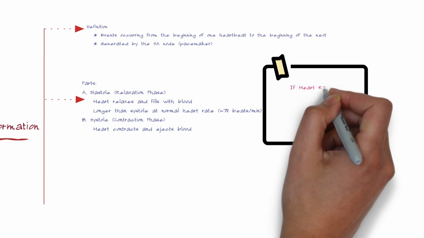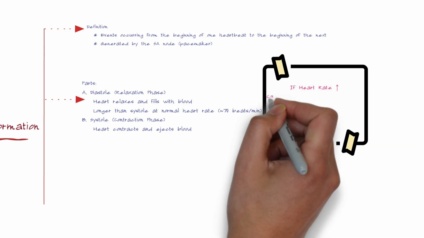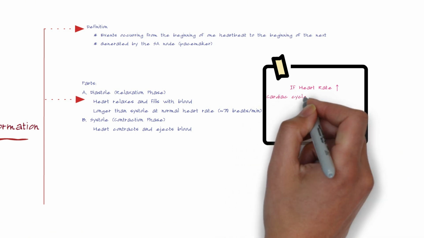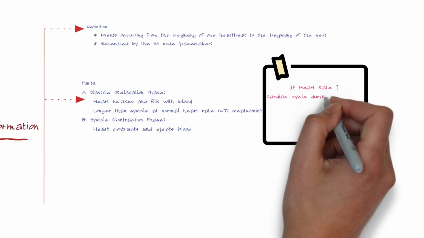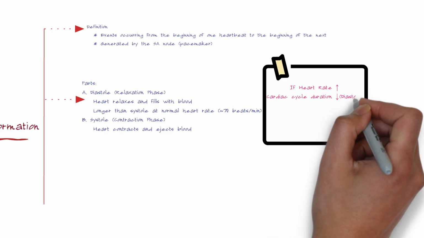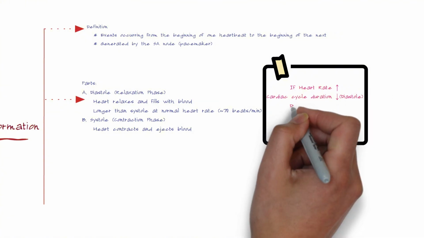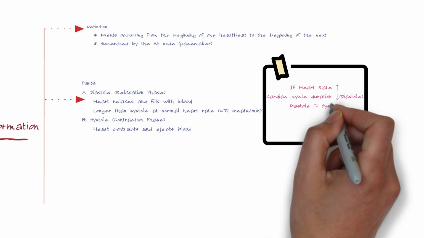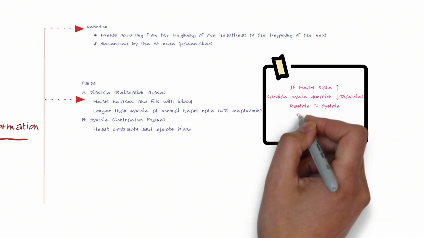Please remember, it is important that the duration of the cardiac cycle is affected by the heart rate. So when the heart rate increases, the cardiac cycle becomes shorter. However, the diastole becomes shortened but not the systole. So diastole becomes equal to the systole, and accordingly the filling time will decrease.